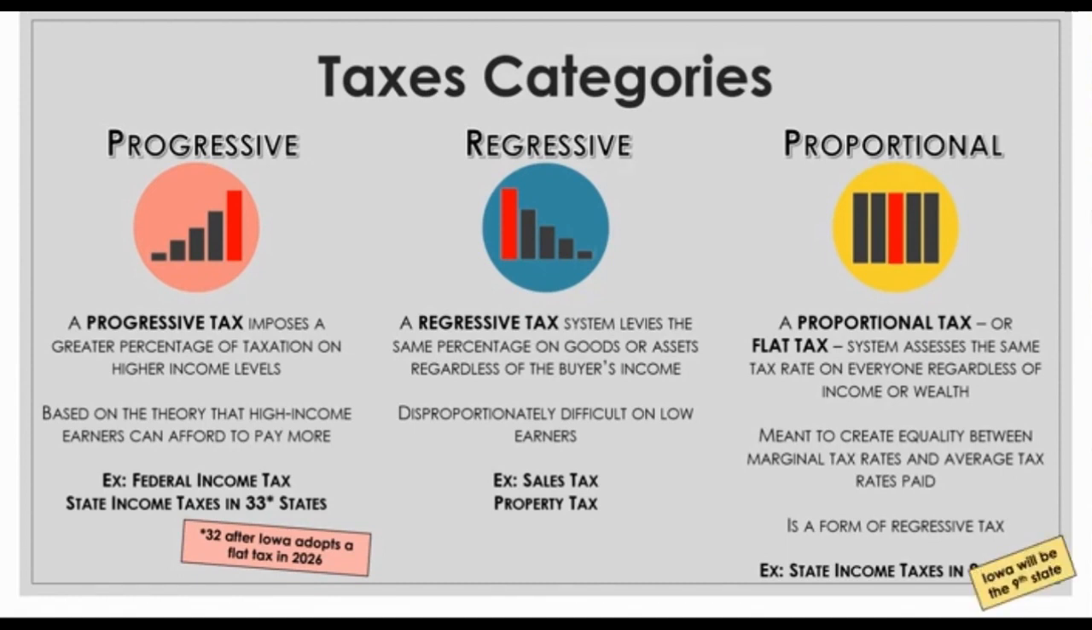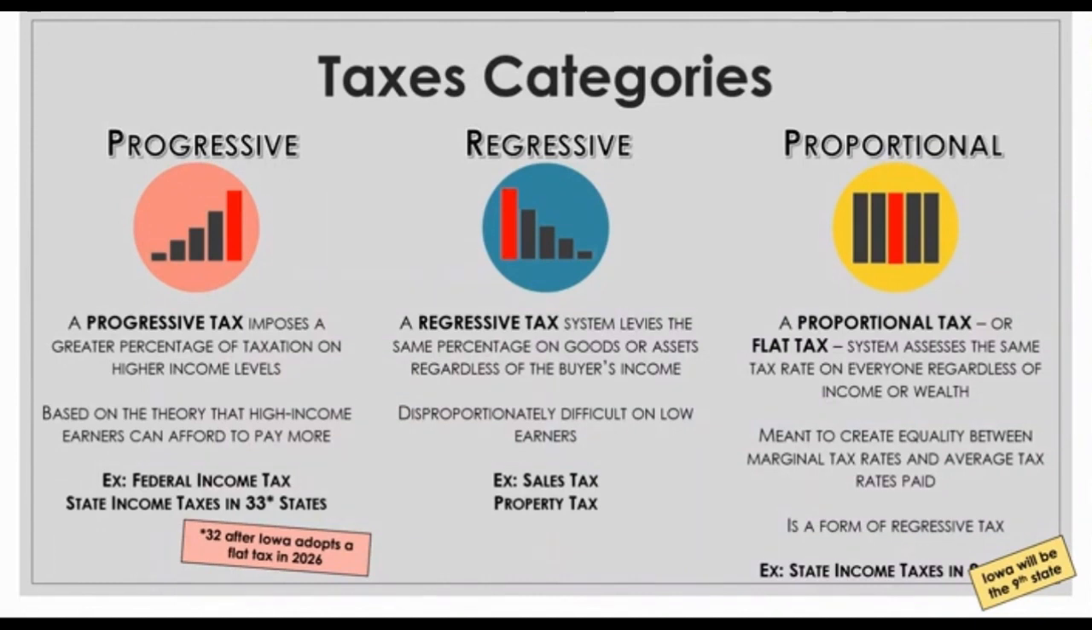Now, if you're doing math in your head really quick, you might have done 33 plus 8 is only 41. They might be saying, well, that's only 41 states that have either a progressive tax or a regressive proportional tax, but there are 50 states, right? What are the other 9 states? So 7 of those states don't have a state income tax at all. Okay, that brings us up to 48.